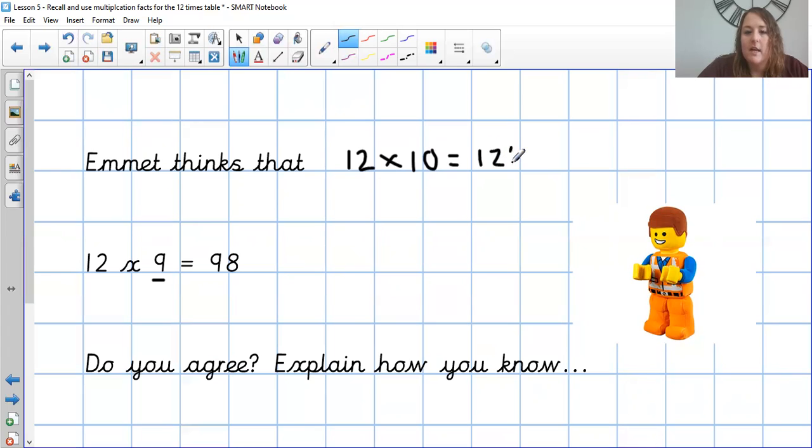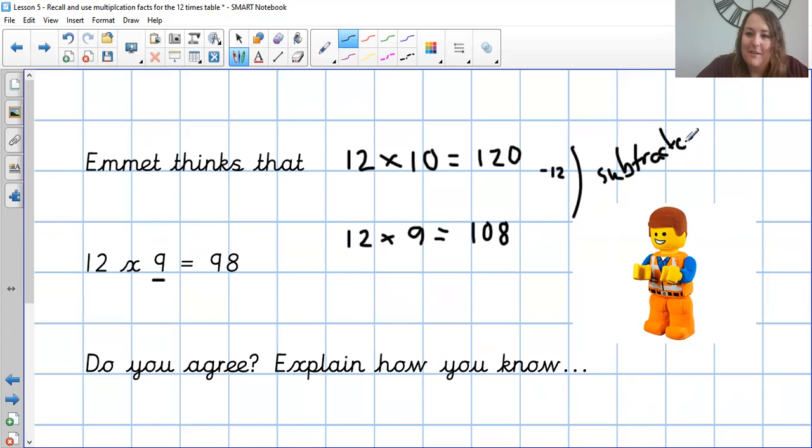So if I know that 12 times 10, I know that 12 times 9 is going to be that answer, take away one group of 12. So I can take away 12 up here and use that subtraction. Again, if we wanted to go from 8 and add up, that's fine. So I know that my answer is going to be 108. And Emmett's actually just 10 out, but he is incorrect. So you can then explain that I knew because I subtracted. And again, it's tricky for me to write, but hopefully you can see that that's trying to say subtracted there.